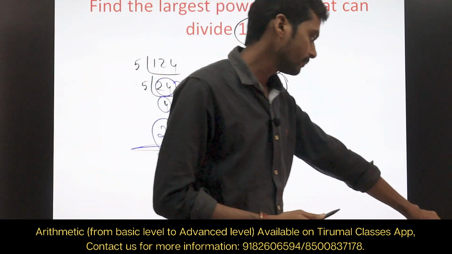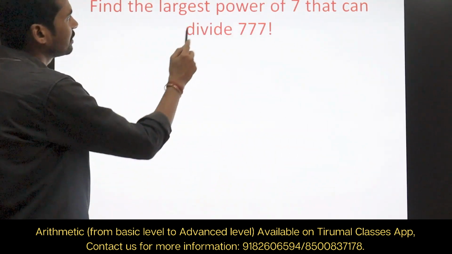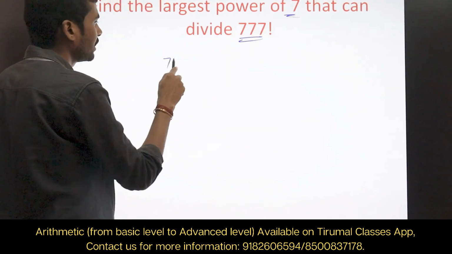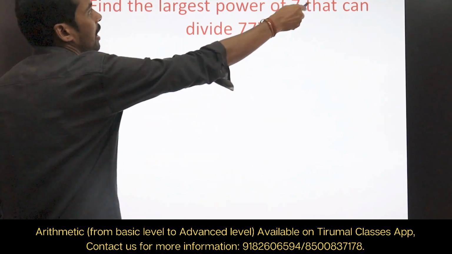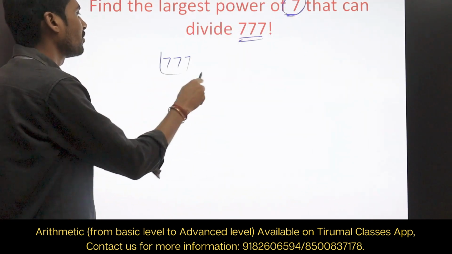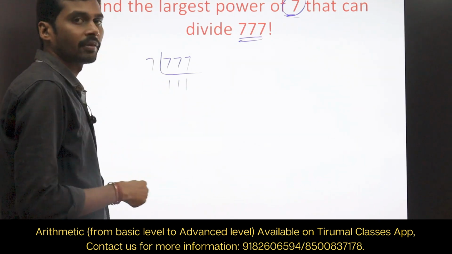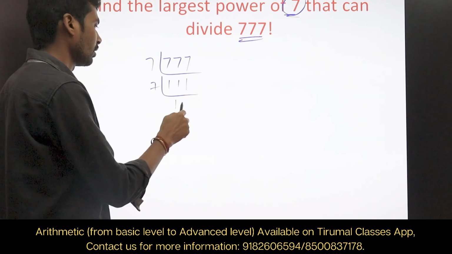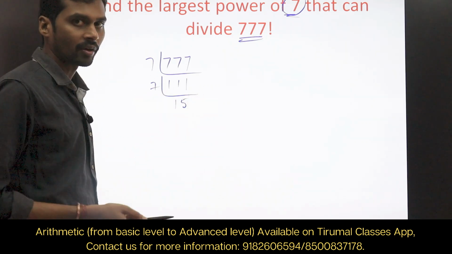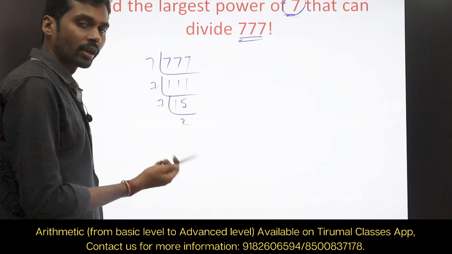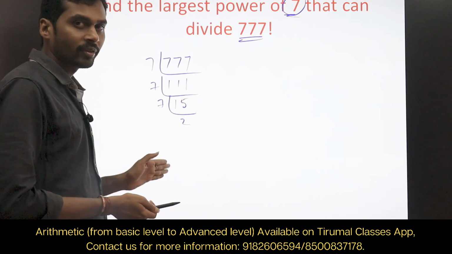Let's go for the next one. What is the largest power of 7 in 777 factorial? You have been given the number 777 and we are supposed to find the power of 7. So divide with 7: 7 ones are 7, and then 7 fifteens are 105, so 7 times 111 is 777. Then 111 divided by 7: 7 twos are 14, and 2 can't be divided by 7.